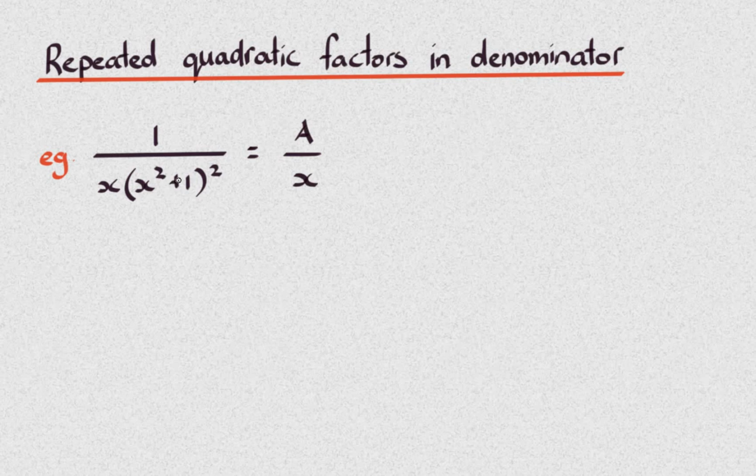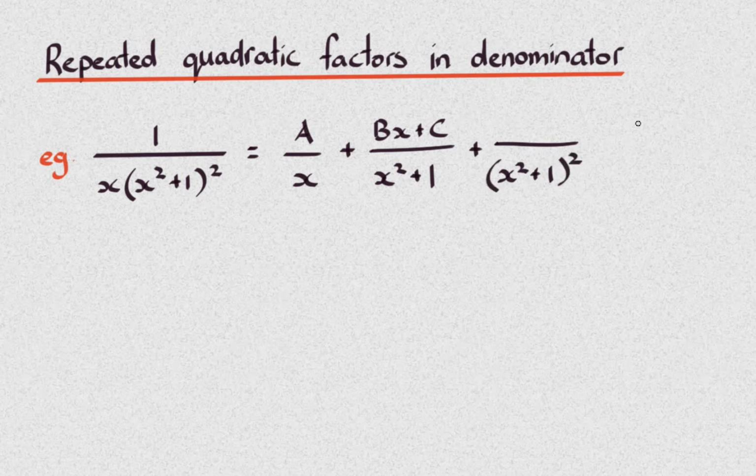But then we have a quadratic factor that repeats twice. Now we saw previously that when we have a quadratic factor, so in this case x squared plus 1, that the numerator must be linear. Okay, so I've already used a, so I'll use b, bx plus c. Okay, but it's repeated, and we use that same rule as before, where we don't just write x squared plus 1 again. That wouldn't help us. We actually need to square it.